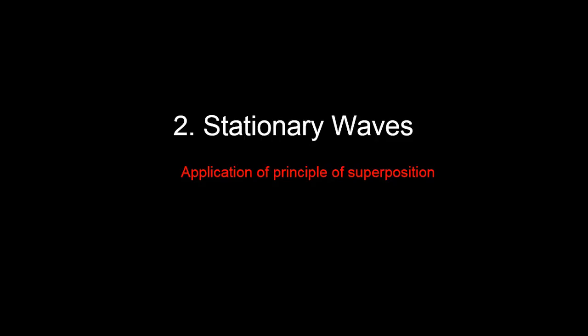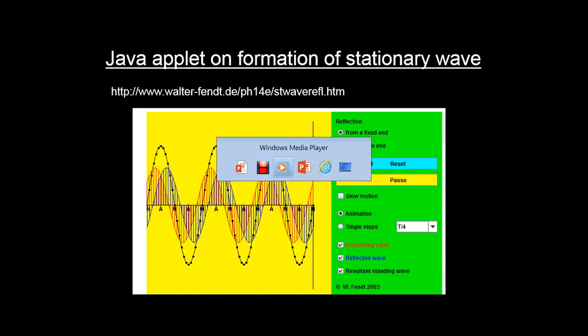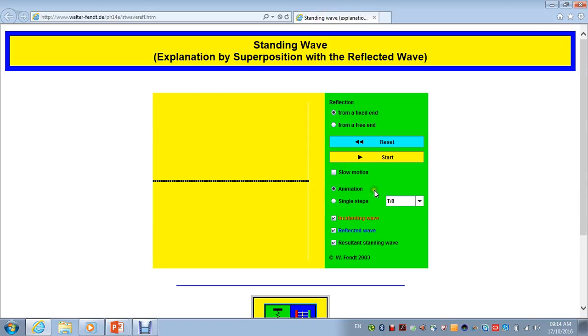Section 2, Stationary waves. Here we'll be making use of the principle of superposition to explain how standing waves are formed. To do that, we are going to look at the Java applet. This one I've chosen to be a fixed end. So we will start the animation. By sending a wave in the medium, we can take this to be the string.